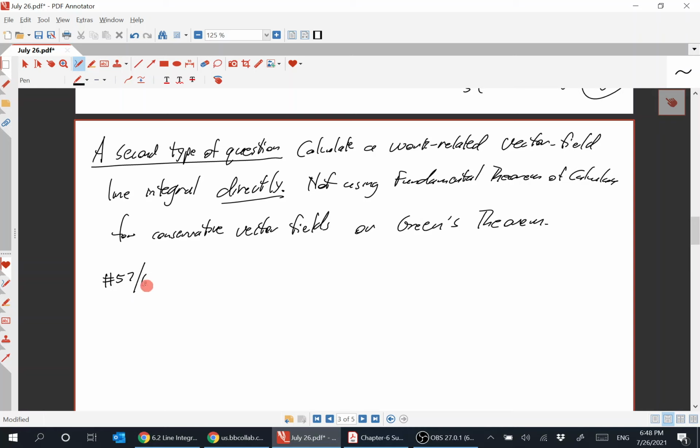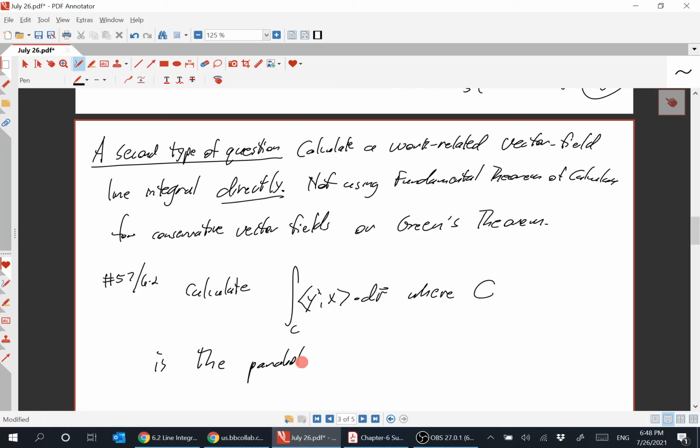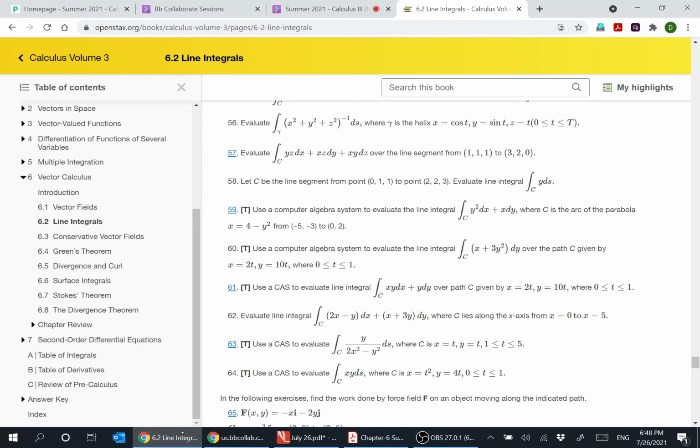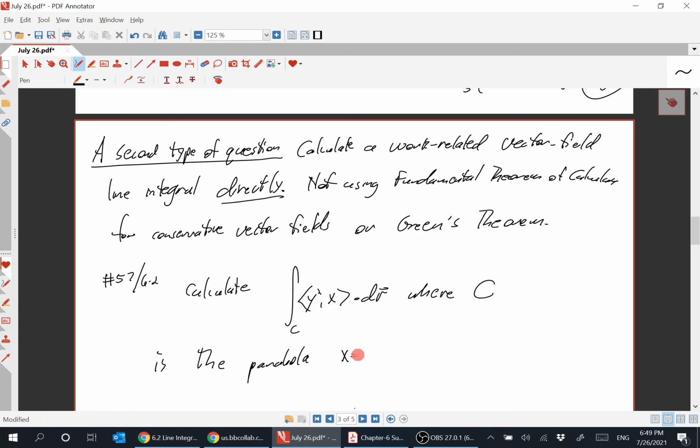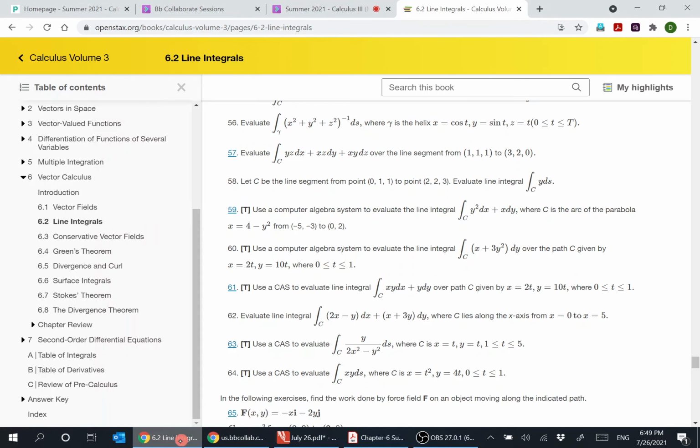So number 57, section 6.2. So calculate the integral of F dot dr, where c is the parabola x equals 4 minus y squared from minus 5, minus 3 to 0, 2.